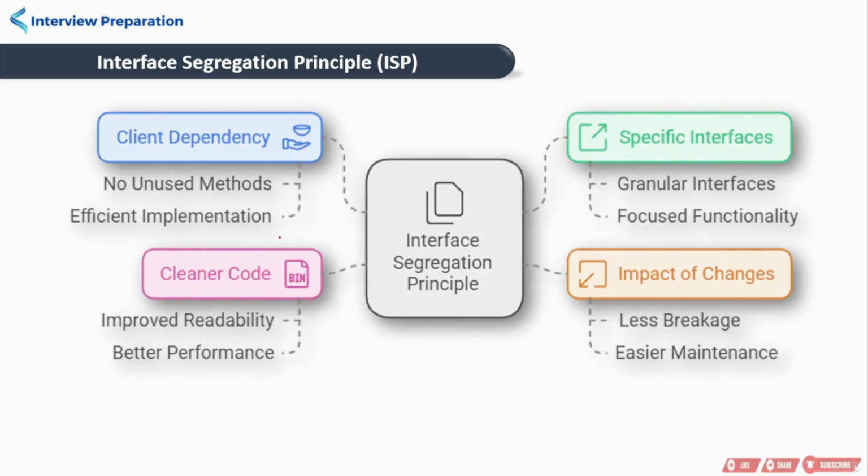The fourth principle is ISP, the Interface Segregation Principle. The ISP principle suggests that no client should be forced to depend on methods it does not use. This principle advocates for creating smaller, more specific interfaces rather than larger, general-purpose ones. By doing so, developers can reduce the impact of change and make it easier for clients to implement only the functionality they need, resulting in cleaner and more efficient code.